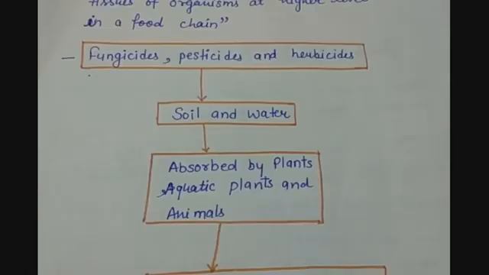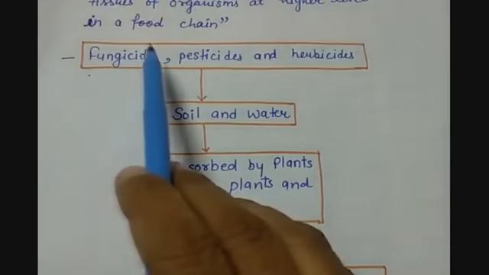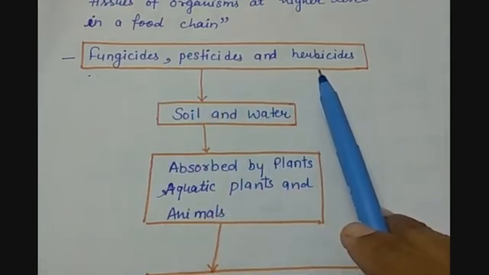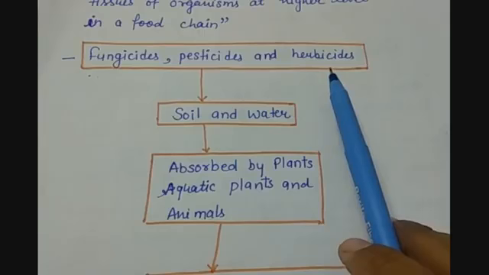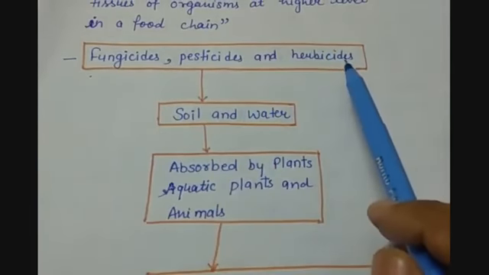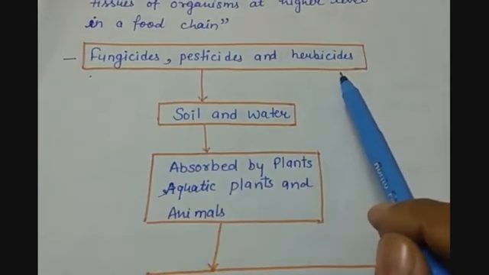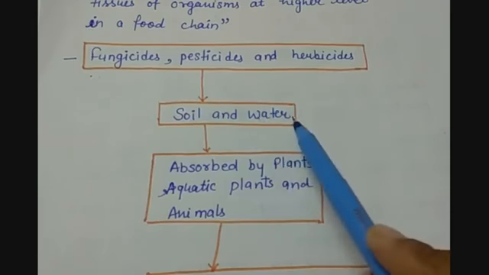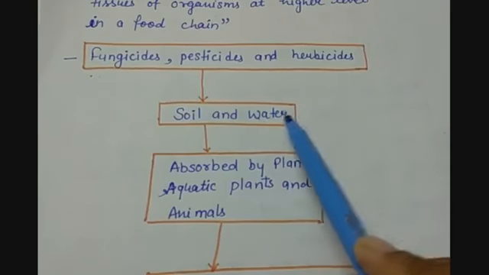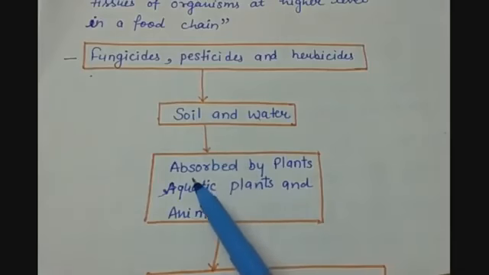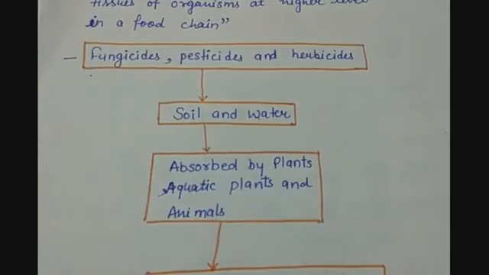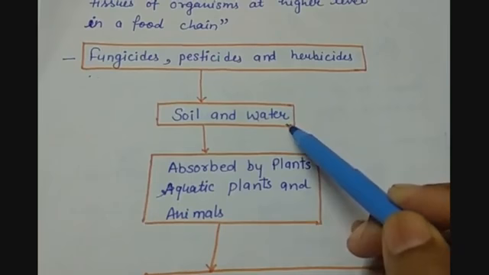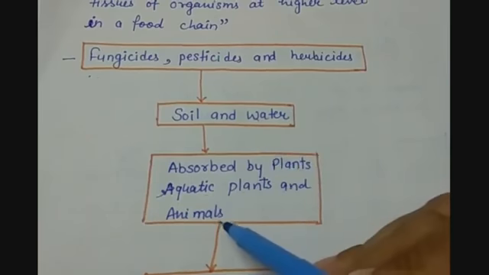So children, as we know that toxic chemicals like fungicides, pesticides or herbicides are used to protect the crops from disease, and when a large amount of them is used in the fields, then a large amount of them is washed away into the soil and water bodies. Then from the soil, they are absorbed by the plants along with the water and minerals. And from the water bodies, these chemicals are taken up by the aquatic plants and animals.